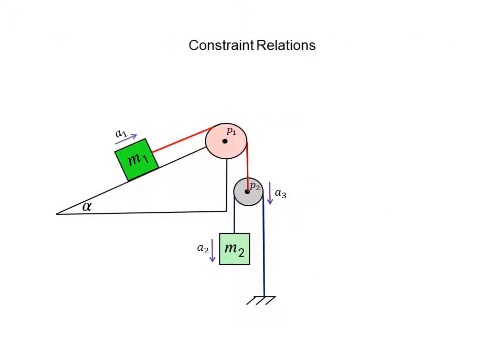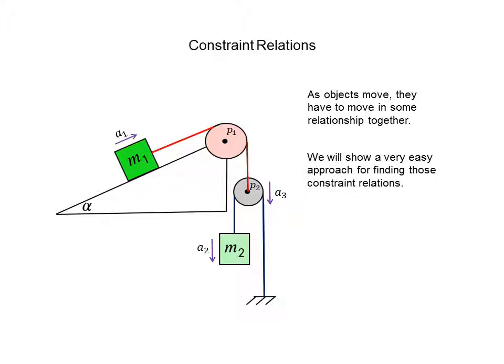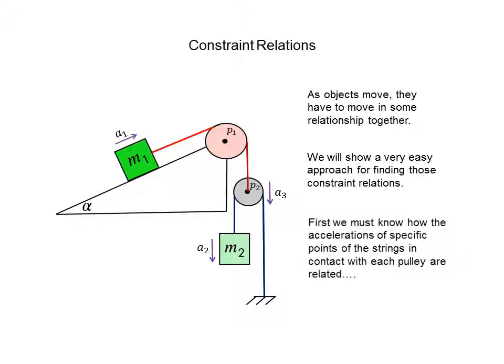Constraint relations. As objects move, they have to move in some relationship together. We will show a very easy approach for finding those constraint relations. First, we must know how the accelerations of specific points of the strings in contact with each pulley are related. Pulley constraint relations.